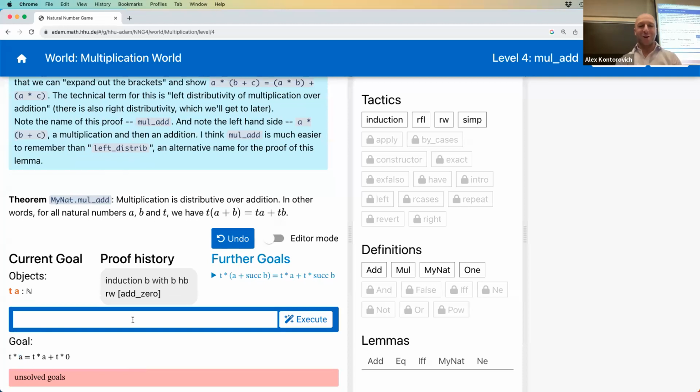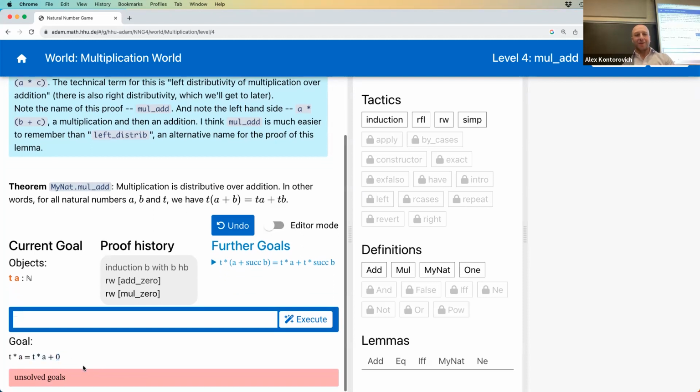But we're trying to do it all in our head. Then the next thing will be mul 0. Mul 0 will turn t times 0 into 0. And now the last thing is I'm adding 0. So let's rewrite add 0. And that'll clear this plus 0 and just leave it as t times a.